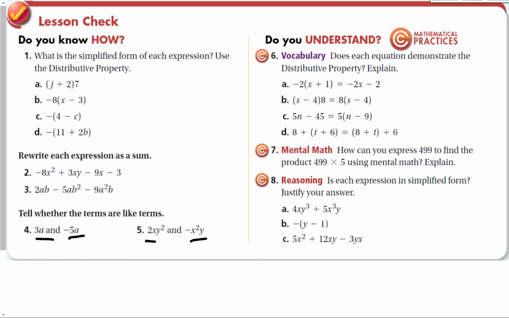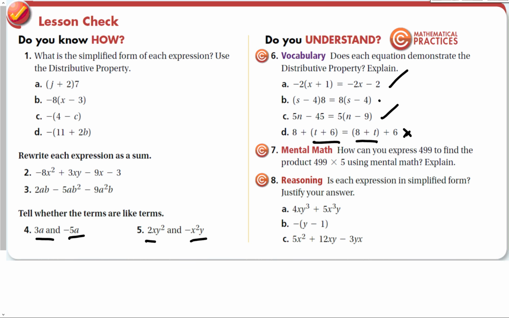Vocabulary. Does each equation demonstrate the distributive property? That does. That does not. That is not the distributive property. That is the commutative property. Okay. This does, and this does not. Okay, that is not the distributive property. Again, that is the associative property, right? If you look inside the parentheses, there are different things inside the parentheses.